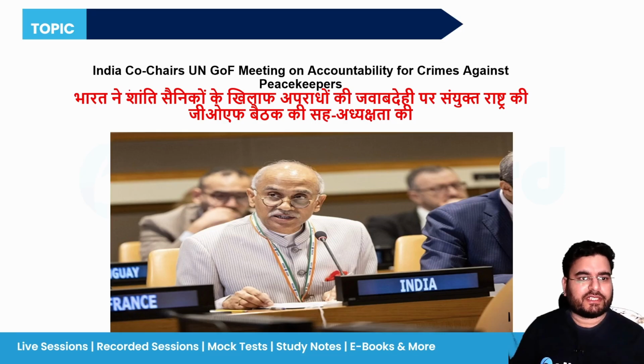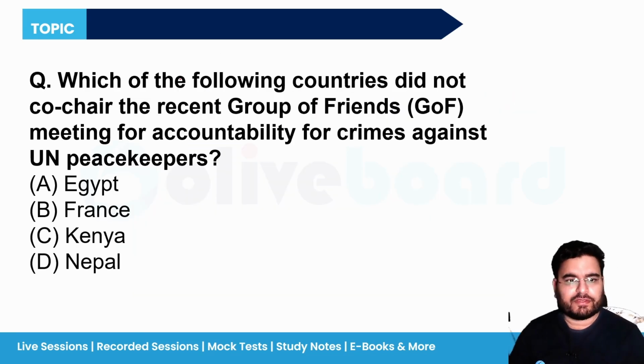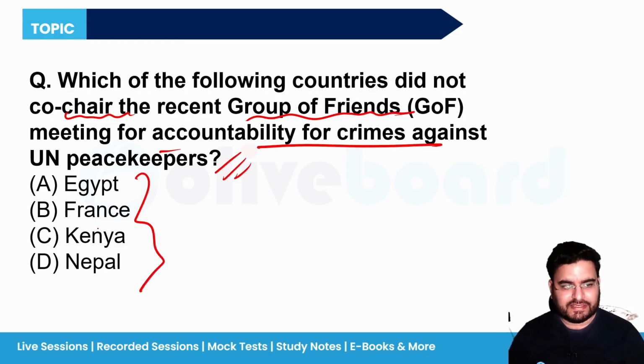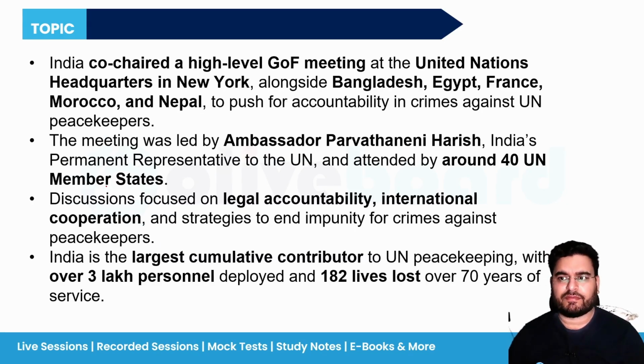Next is India co-chairs United Nations GOF meeting, group of friends. GOF means group of friends meeting on accountability for crimes against peacekeepers. Okay, so which of the following countries did not co-chair the recent group of friends meeting for accountability for crimes against UN's peacekeeper? So we'll see the answer, but first let's see the news.